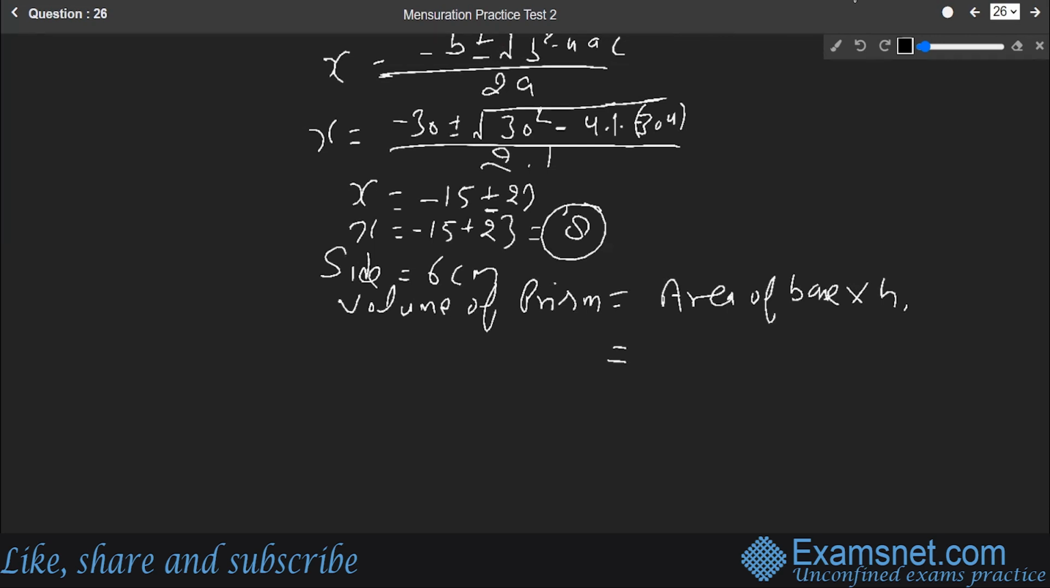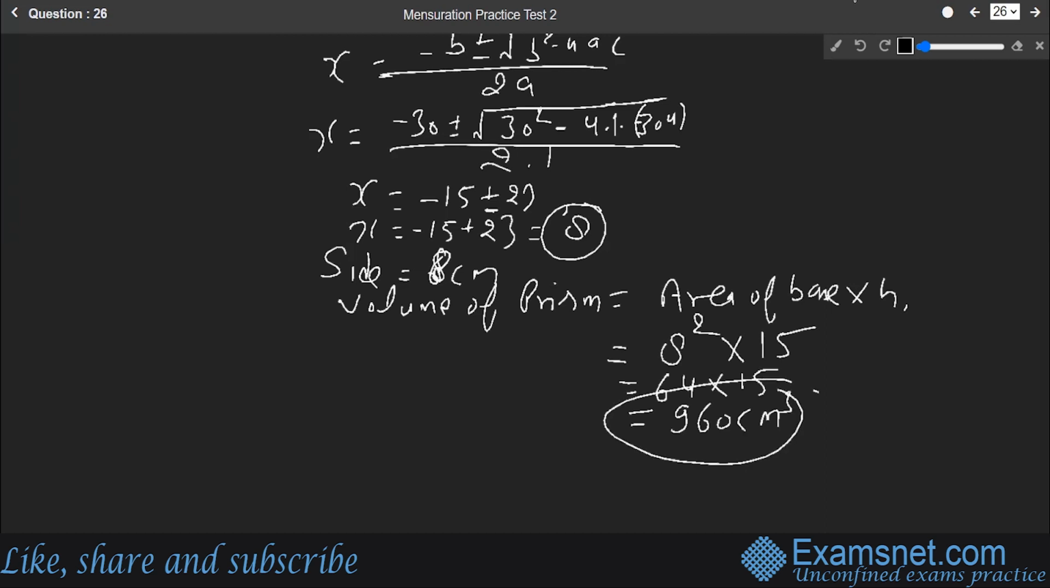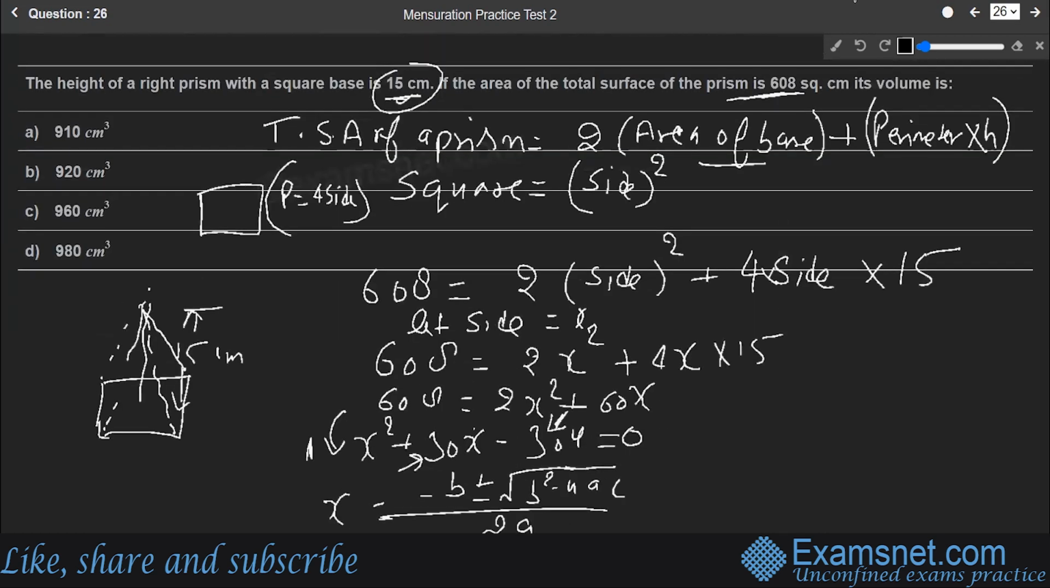Side is 6. So its side has come out to be 8 rather. So it has to be 8 square multiplied by height, which was given to be 15. If you calculate this further, this is going to be 64 into 15, which is nothing but 960 centimeter cube. So that is the right volume of the prism, 960 centimeter cube. It is available in option number C.